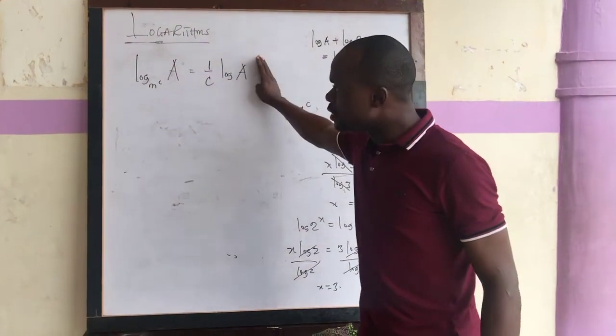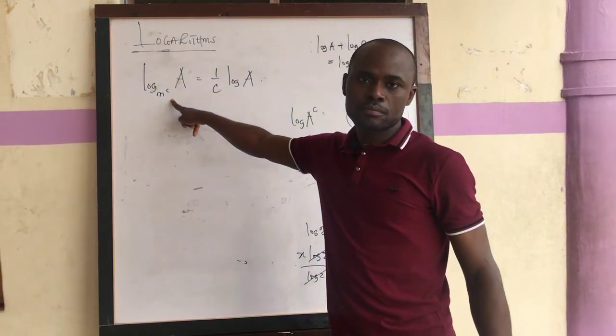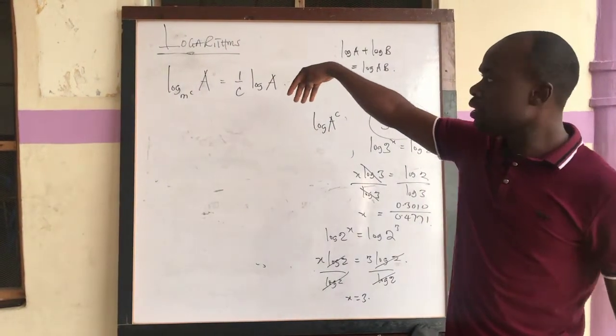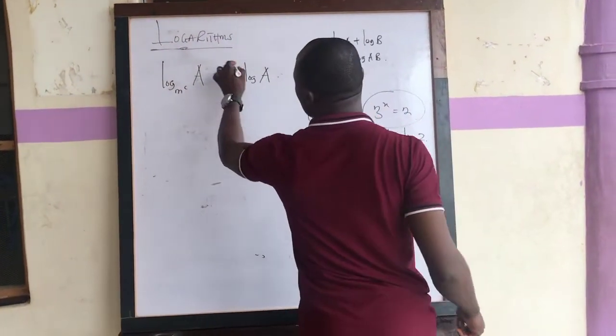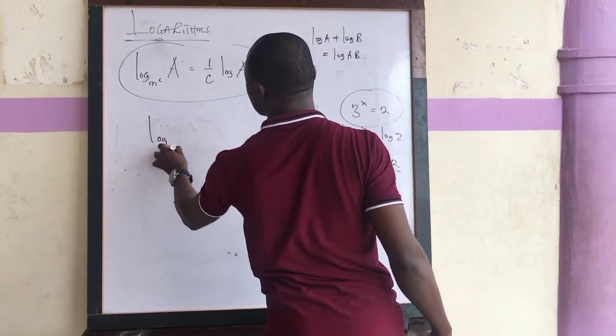And that can be easily proven by simply writing this in its index form. I'm not going to the proof now. The proof is very obvious and simple from here. So it's good for you to note this, and we can use it to solve questions like this.